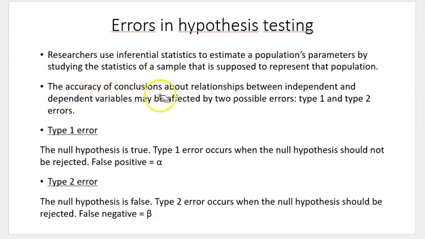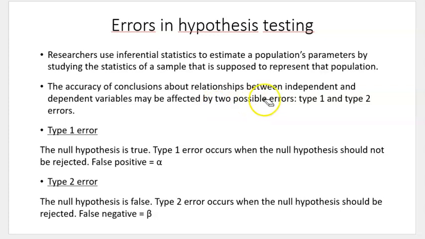So the accuracy of conclusions about the relationship between the independent and dependent variable may be affected by two possible errors, type 1 and type 2 error. Okay, so I already explained that we have to see the p-value. After inferential statistics, the p-value will be obtained. No matter the statistical analysis, you will obtain the p-value. So let's say the p-value is less than 0.05, and then we will reject our null hypothesis because there is a significant difference, and that is the result of your analysis.